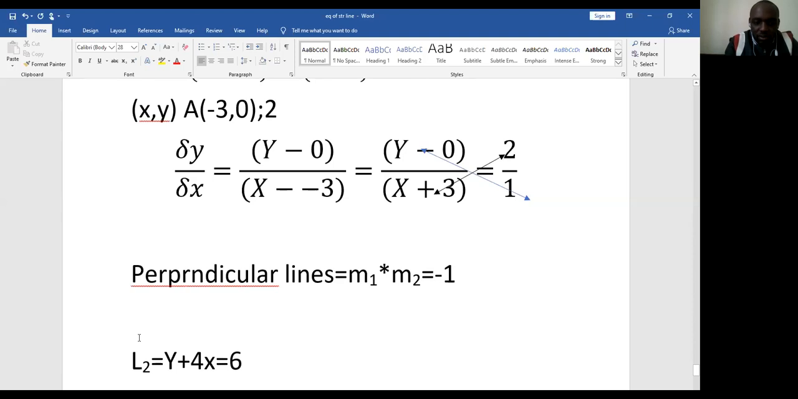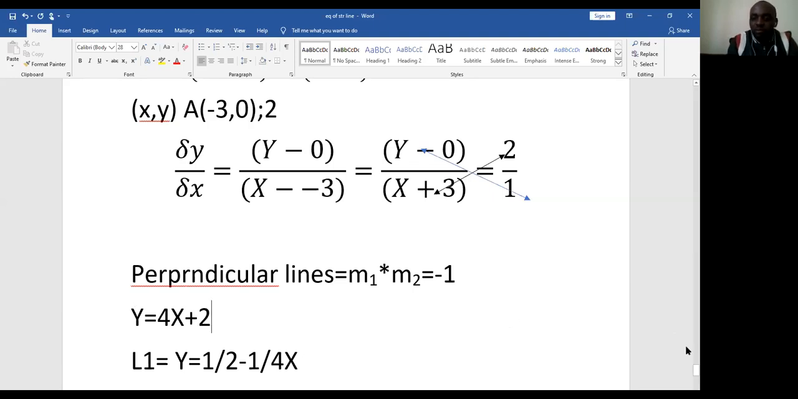Line 1 is equals to y is equals to a half x minus a quarter x. And the line that we are testing with is this, our original line, y is equals to 4x plus 2.